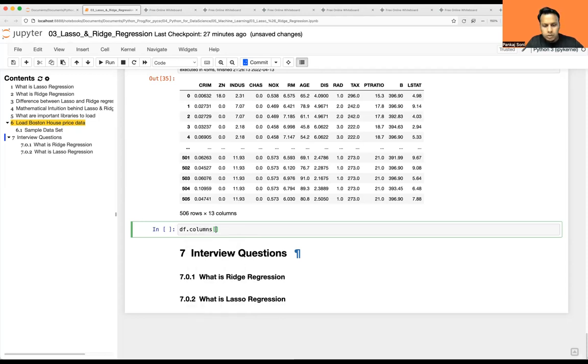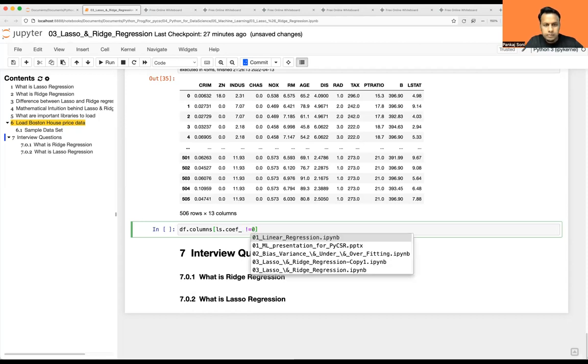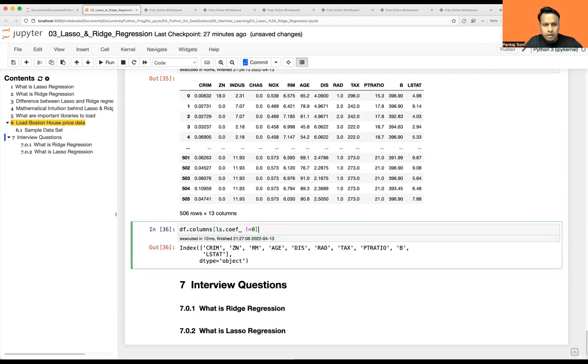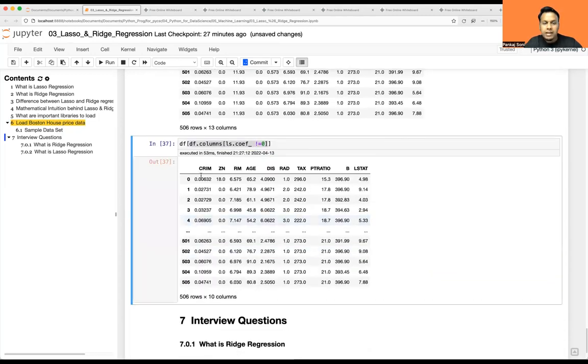I want to get only those names where this is not equal to 0. Okay, so this is the value I got. Now from this I can filter from the complete data. This is my final data where all those features have been removed.